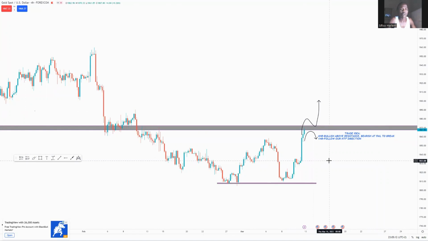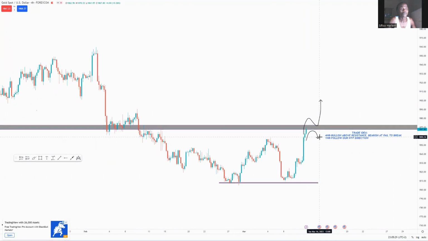You feel me, people? Let me repeat. Price is in a clean uptrend and we're trading below our resistance. My trade idea is I'm bullish above resistance, I'm bearish on a fail to break. So if we break out, I'll continue bullish. If we fail to break, I'll reverse and do what? And be bearish. You feel me? So that's my take on gold.